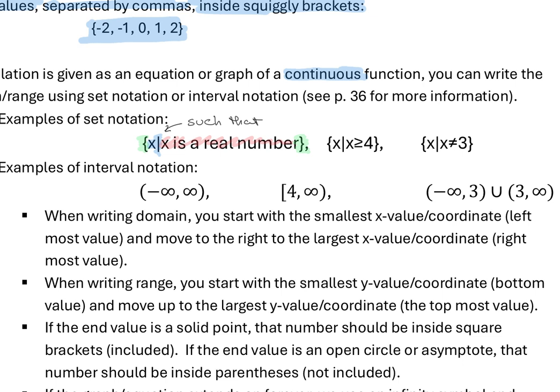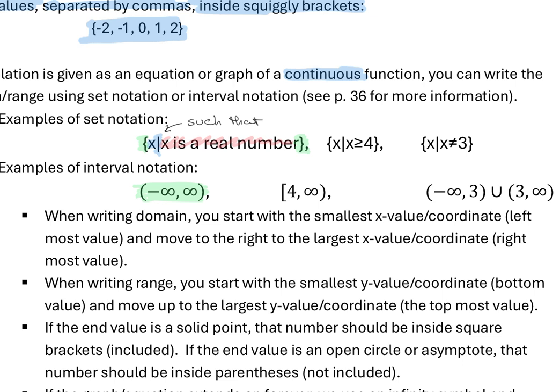We can also write these using interval notation, and one of the nice things about interval notation is we don't have to have the variables. So we don't have to keep track of whether it's x's or y's. So for instance, x is a real number. What that translates to is negative infinity to positive infinity. And we use parentheses on both ends to indicate that we cannot equal it.